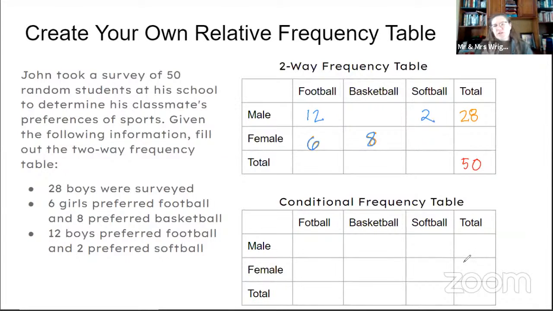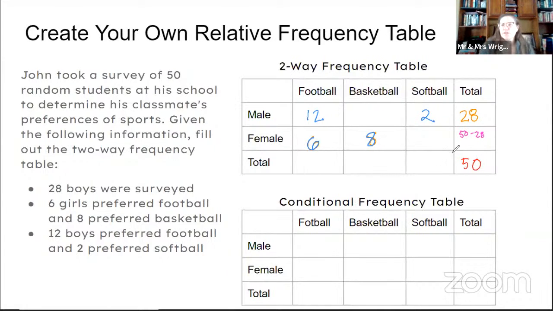Now, that's all the data we're given. So we need to finish filling in this frequency table before we can create the conditional frequency table, right? So we have more than enough information to figure this out. So I'm going to put in pink the data that we were not given that we're going to have to figure out. The first thing I want to figure out here is we know how many total students were surveyed, and we know how many boys were surveyed. So how do we figure out how many girls were surveyed? We're going to do 50 minus 28.